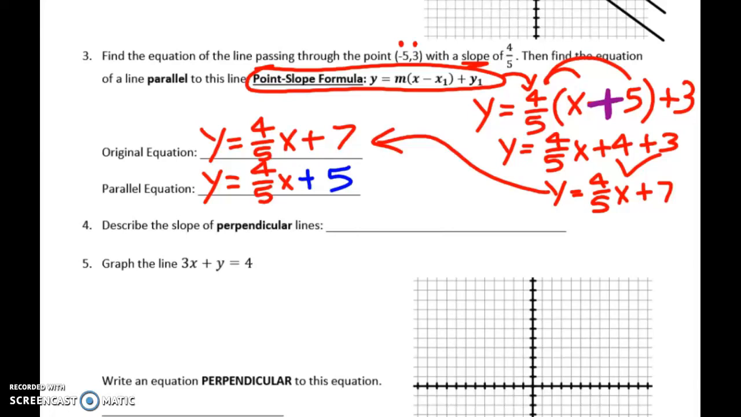Number 4, describe the slope of perpendicular lines. Opposite reciprocals. Perpendicular slopes: you change the positive negative and you flip the fraction. Flip the frac. So don't forget, for perpendicular lines, you take that slope and it's supposed to be the opposite reciprocal.